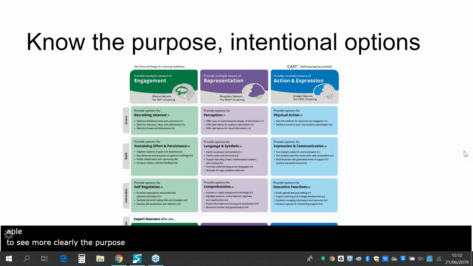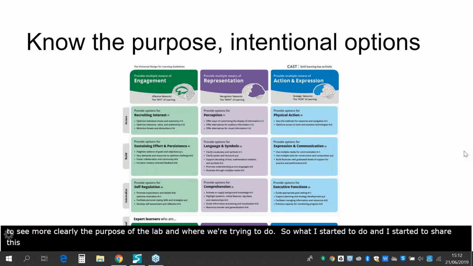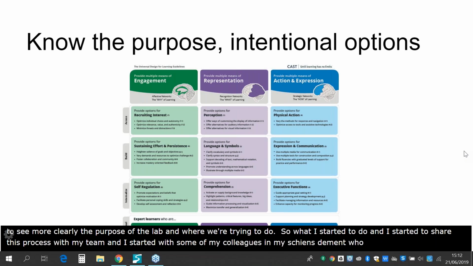So what I started to do, and it resonates very much with what Abby was describing, was I started to share this process with my team. And I started with some of my colleagues in my science department who I thought could work with me and could help me brainstorm and strategize together.